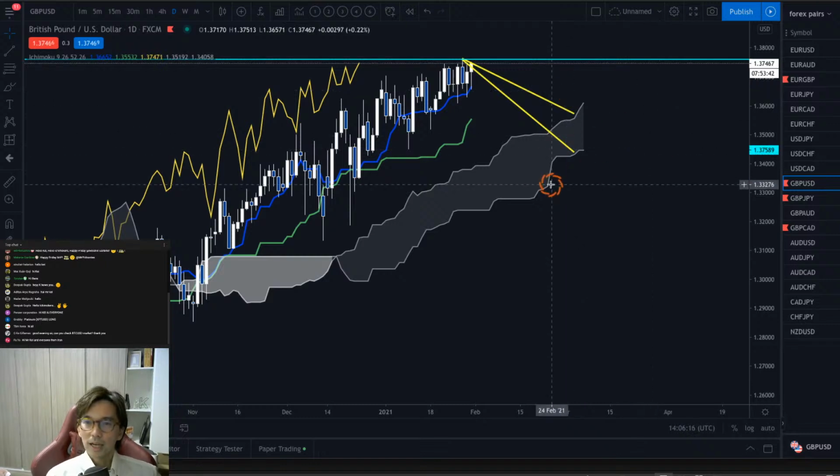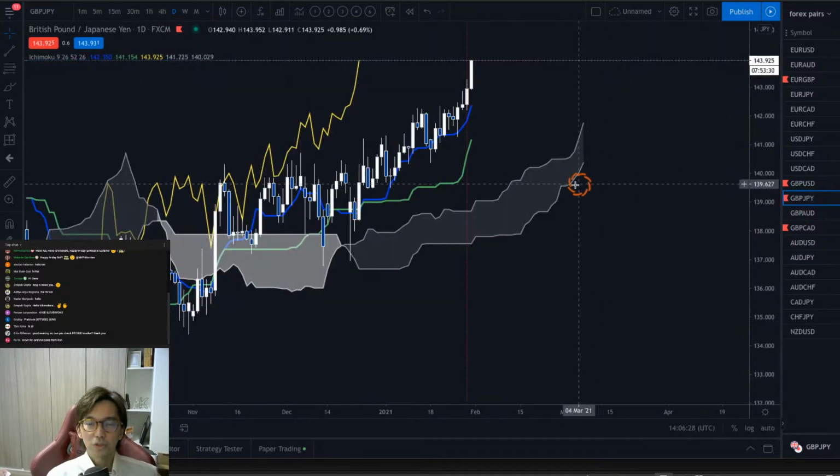Pound USD is uptrending because the Kumo's up, Kijun-sen and Tenkan-sen are up, and the Chikou span is above the candles. So this one I'm still looking for the buy chance. And Pound JPY is the strong uptrend.